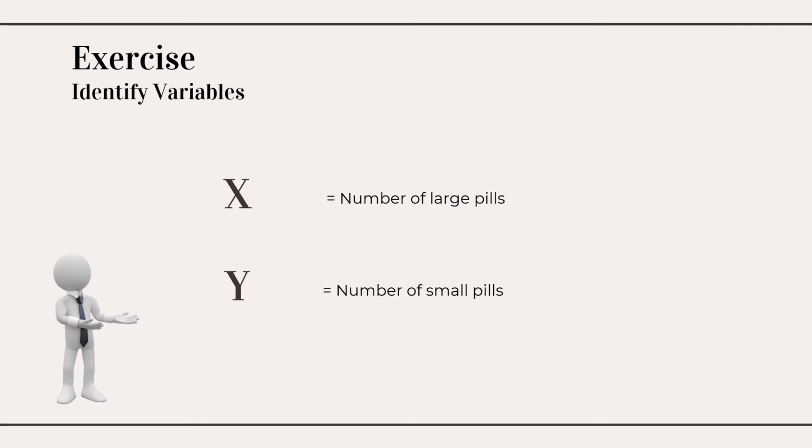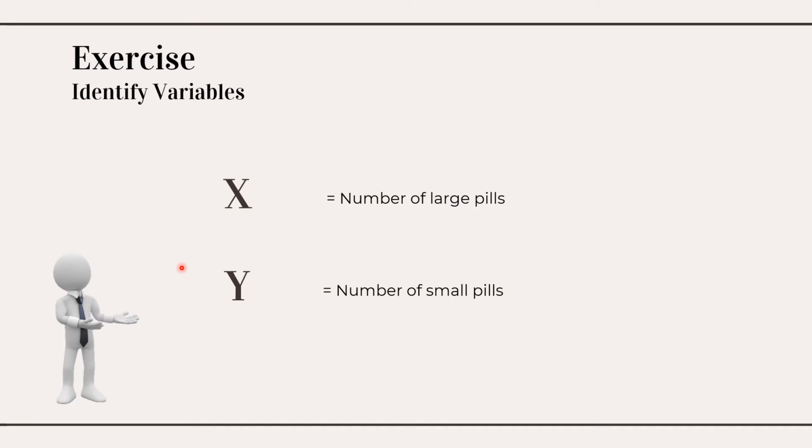Well, we're going to start with the basics here and just talk about identifying variables. We're trying to figure out what values of the variables will help us to maximize or minimize something. The problem has given us a big clue as to what the variables are going to be. We need to find out the number of large pills and the number of small pills, and that will give us the profit.